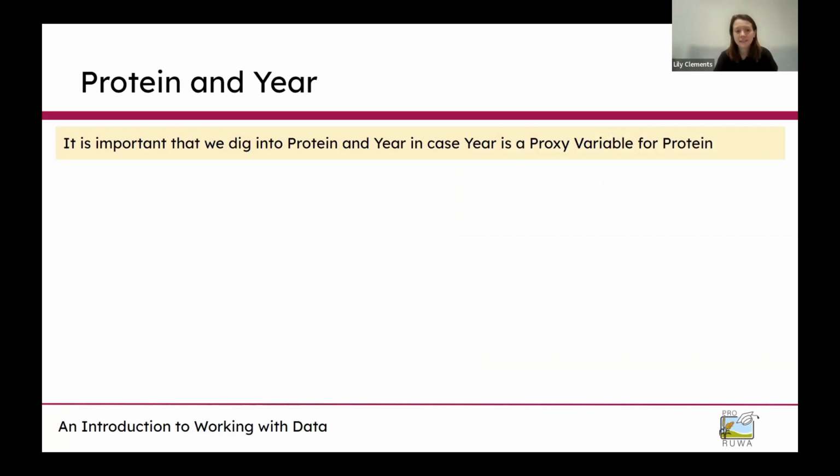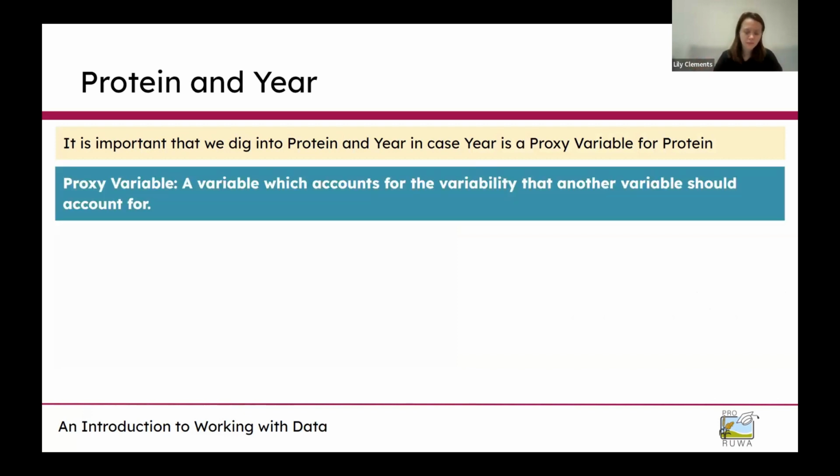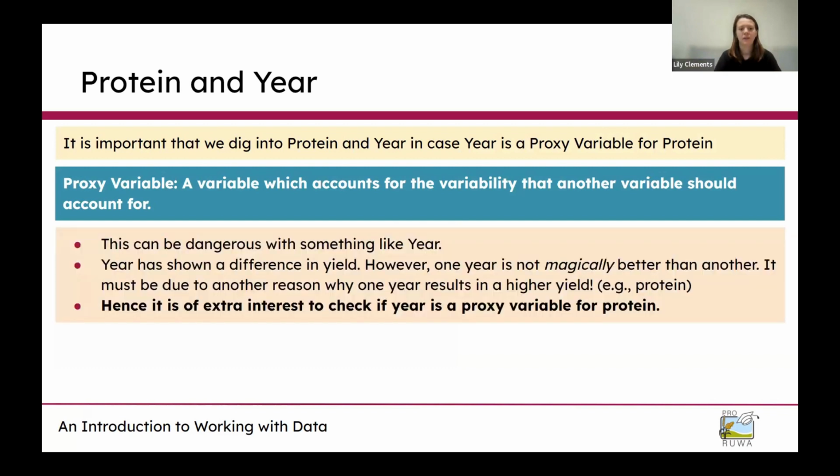And this is really important that we dig into protein and year, because this is in case year is a proxy variable for protein. A proxy variable is a variable which accounts for the variability that another variable should account for. This could be really dangerous for something like year. Year has shown a difference in yield. However, it's not that one year is magically better than another. It's actually due to another reason why one year results in a higher yield.